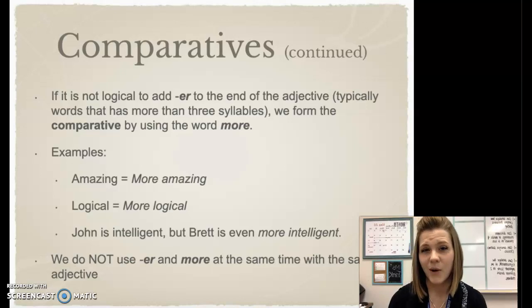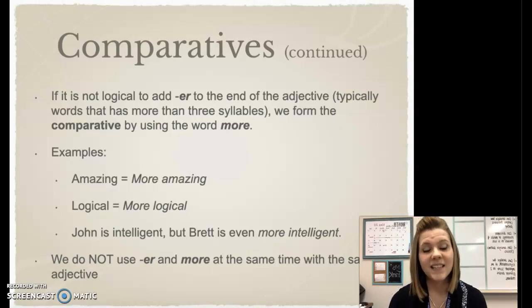Now, sometimes, though, it's just not logical to add er to the end of the adjective. We typically see this happen with words that have more than 3 syllables. Okay? When we see this happening and it's just not logical to add er, we can form the comparative by using the word more instead. Examples: amazing becomes more amazing. Logical becomes more logical. We would not say logicaler. That just doesn't make any sense.